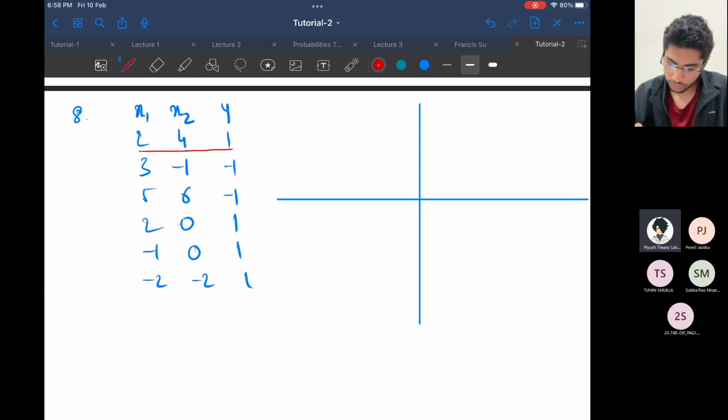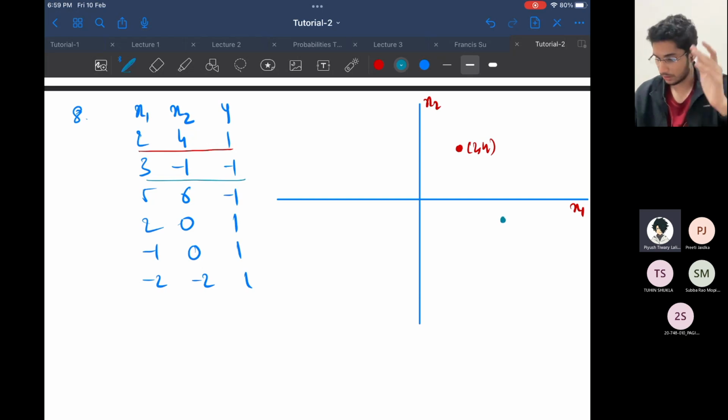So this is my x1 axis, this is my x2 axis. I have to go to 2 comma 4. Let us say that this is my 2 comma 4 point. This has a label of plus 1, so I will be denoting positive labels with red points and negative labels with some other color. Then we have this point which is 3, minus 1, minus 1. So I will go 3 steps here, minus 1 step downside, and this will be 3 comma minus 1. So this has a negative label.